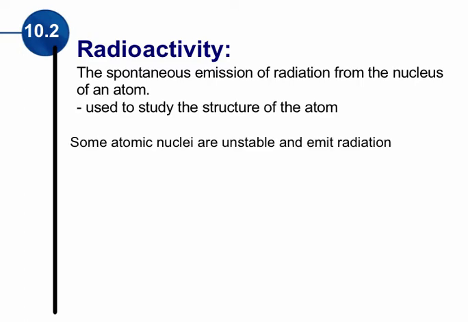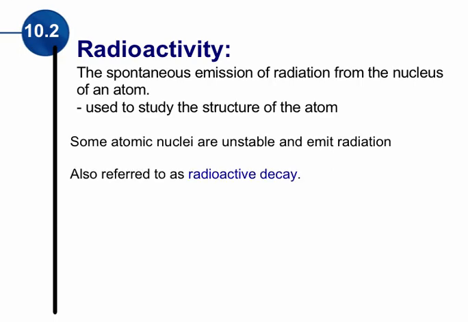It was discovered that some atomic nuclei are actually unstable, and because they're unstable, they emit radiation. Now, this emission of radiation is called radioactivity, but it's also called radioactive decay. And it was this discovery of radioactivity or radioactive decay that helped us understand the model of the atom.